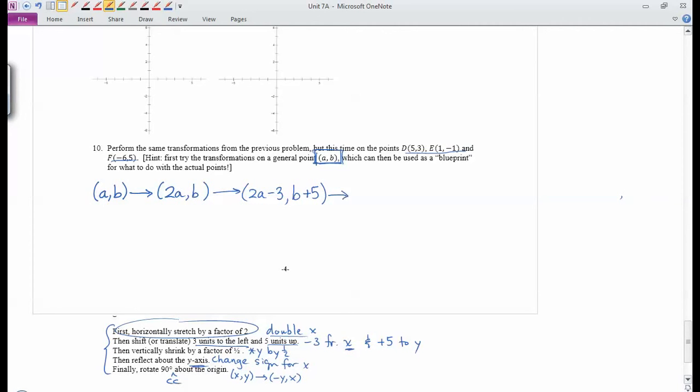And then we're going to shrink it by a factor of a half. So I multiply the y by a half. Well, there's my new y value. The x stays the same. And then multiplying by a half is the same as dividing by 2. So I'll do b plus 5 all over 2. Okay, then reflect about the y-axis. Change the sign for x. So this is going to turn into negative 2a minus 3, comma, b plus 5 over 2.